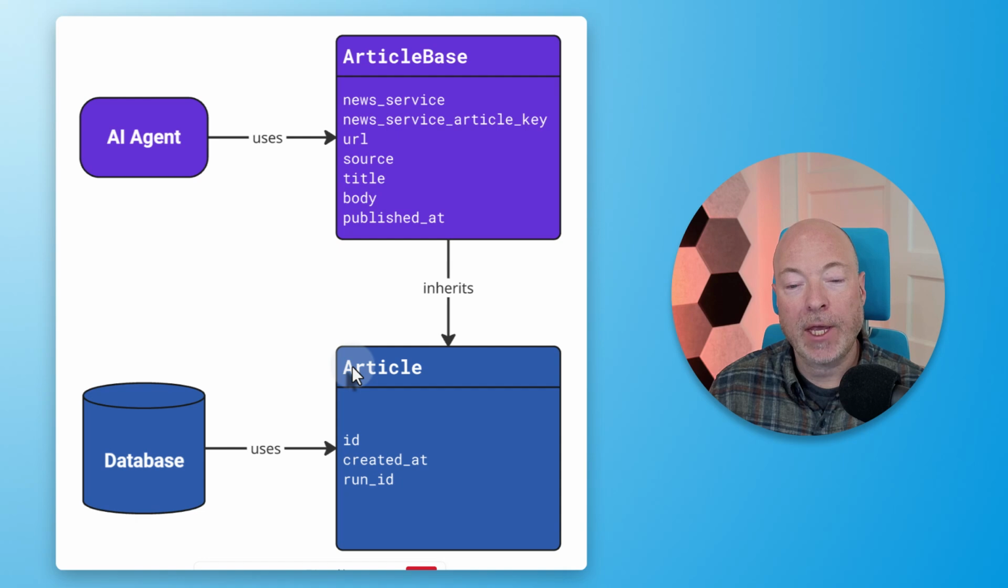And then we have an article class that inherits from article base. This mainly adds the fields that the database cares about. So the ID field, the created at field, and the run ID, which allows us to link it back to a run, like I mentioned earlier. So the database uses the article. I hope this makes sense. This will become more obvious later once we add some more models and do the actual first agentic steps.